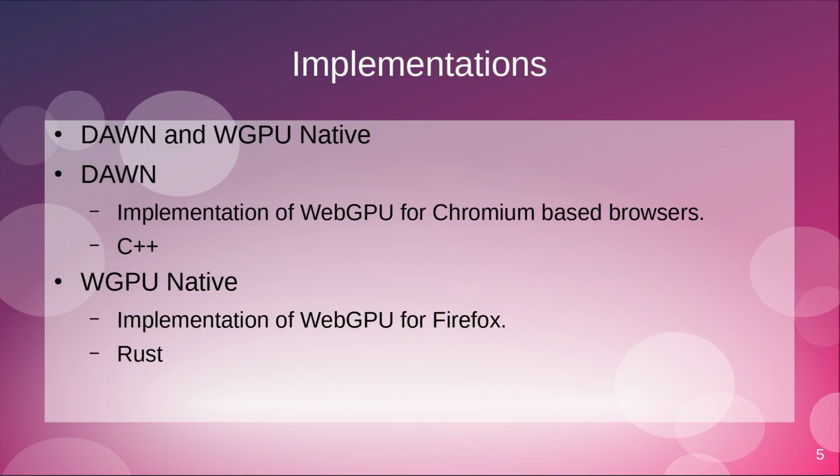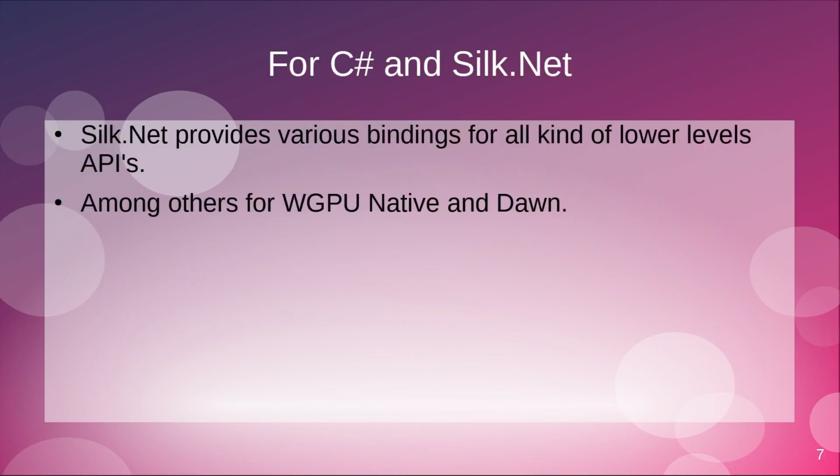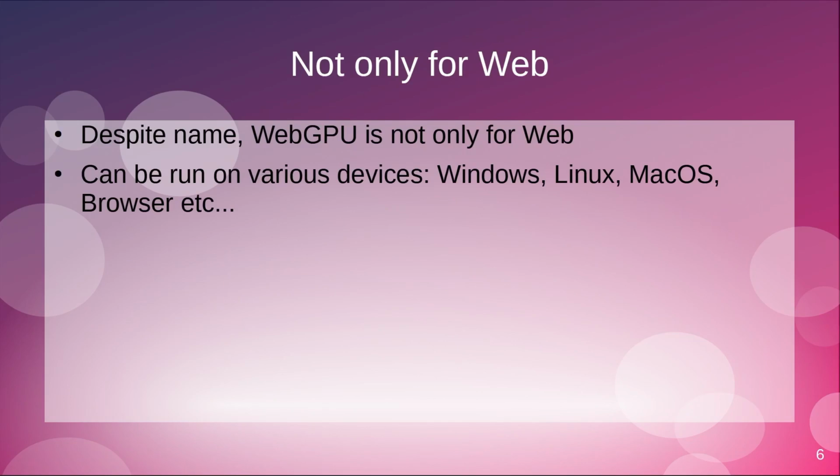But for this, we're going to use C#. I skipped a slide on purpose, but we're going to use C# and Silk.NET. Silk.NET is just a NuGet package for C#. It provides low-level bindings for all kinds of APIs, among them WebGPU native, and we're going to use WebGPU native, which is the implementation by Firefox. Why? I don't know. I just had my project, I was using it, I was happy with it, so I'm just going to use it. What did I also want to mention?